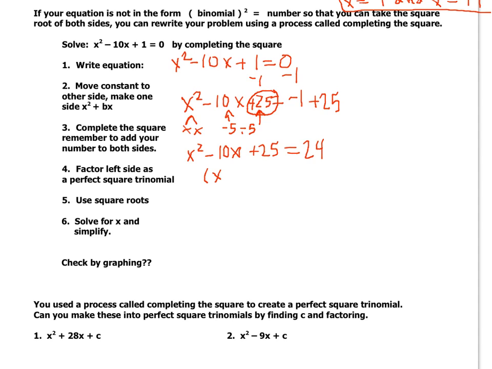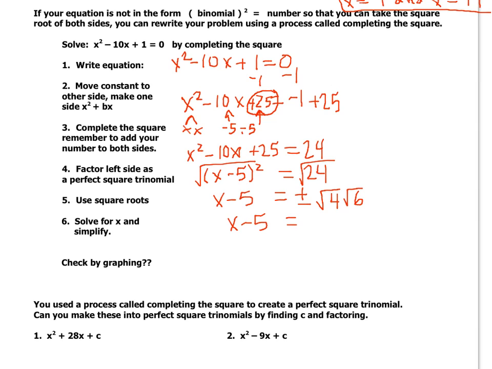I can factor this into x minus 5, the quantity squared, equals 24. Now this looks just like the problems up above. I can take the square root of both sides. I have x minus 5 equals positive or negative the square root of 24. Now we've got to think: are there any perfect squares that go into 24? Well, yeah, there is 4. It's the square root of 4 times the square root of 6. So I've got x minus 5 equals positive or negative 2 square root of 6, and I can't simplify that anymore.